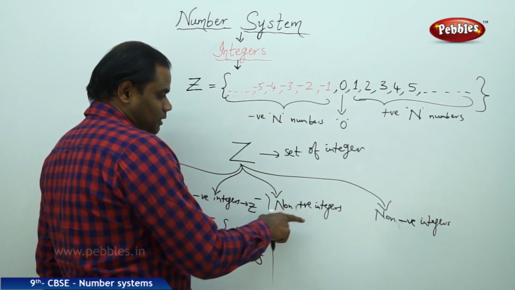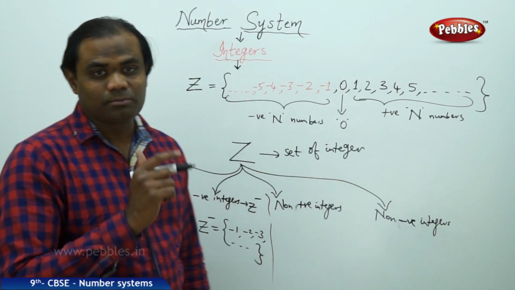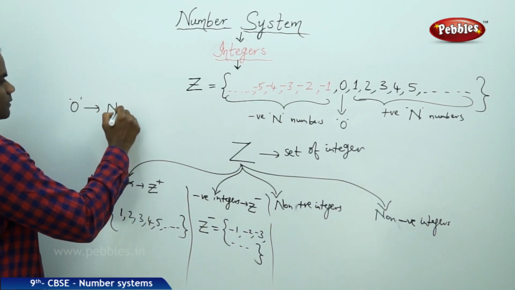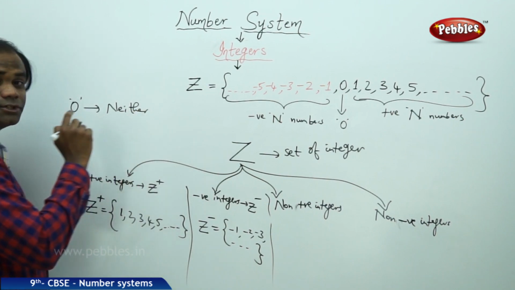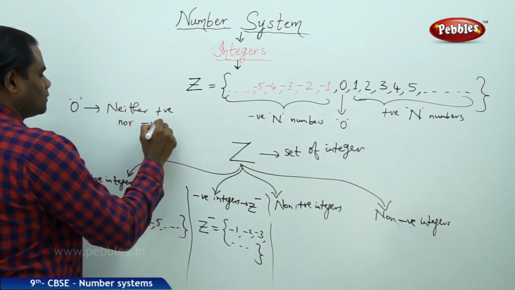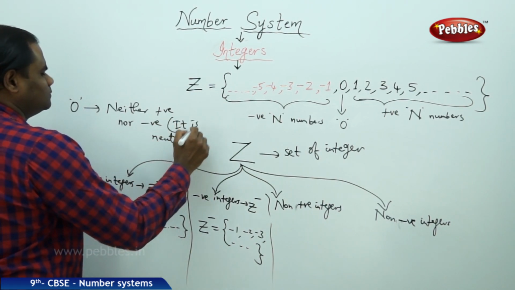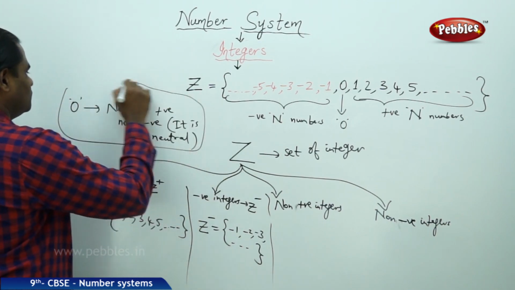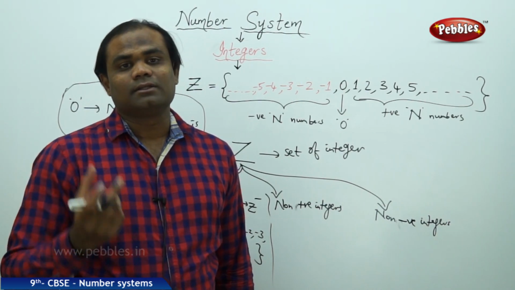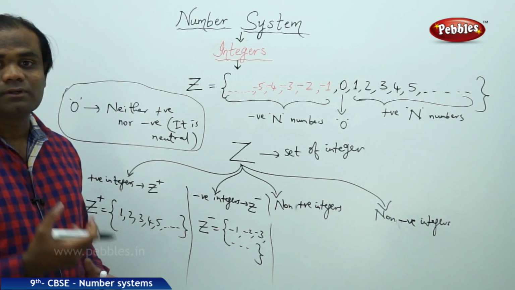Now, before we come into classification of non-positive and non-negative integers, let's make a very important note that 0 is neither positive nor negative. It is neutral, neither positive nor negative. That is how I understand the importance of 0 in the branch of numerals. So 0 is neither positive nor negative.